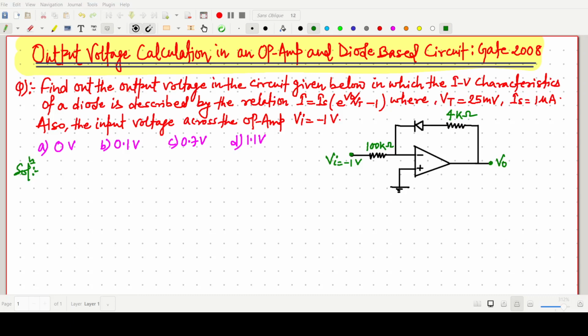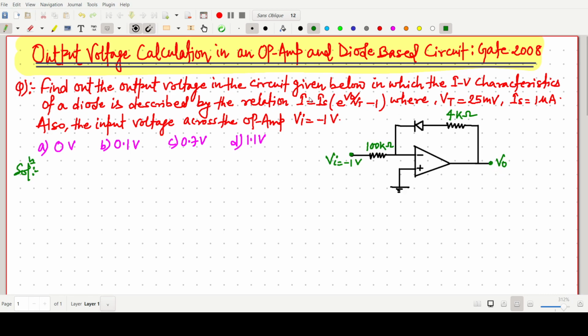Welcome everyone. In this video lecture, we will solve a GATE 2008 EC question in which we have to find out the output voltage in this op-amp based circuitry, or we can also say an op-amp and a diode is there. So we have to find the output voltage V naught.